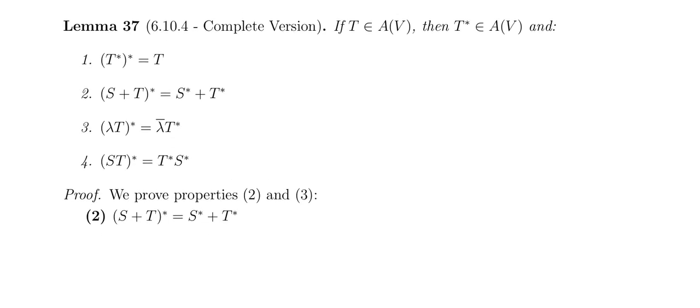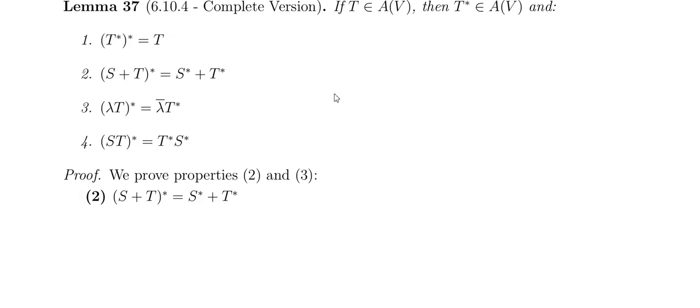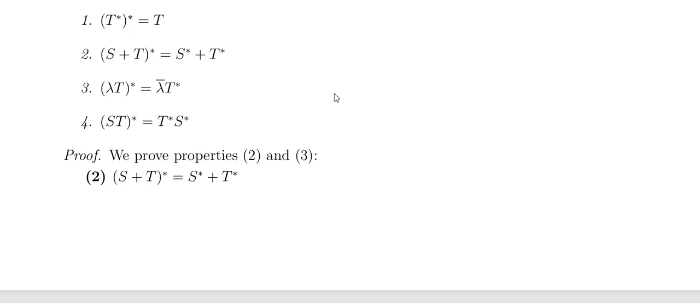That is a very important result. If T belongs to A(V), any other linear transformation, then T star is also in A(V). Then T star whole star equals T, and (S plus T) whole star equals S star plus T star. (Lambda T) whole star equals lambda bar T star. (ST) whole star equals T star into S star.